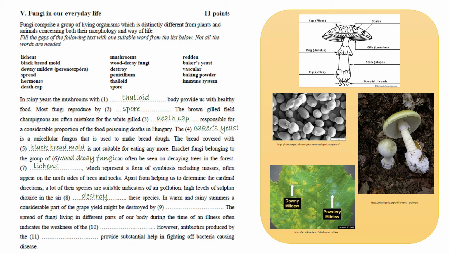In warm and rainy summers, a considerable part of the grape yield might be destroyed by downy mildew. The spread of fungi living in different parts of our body during the time of an illness often indicates the weakness of the immune system. However, antibiotics produced by the penicillium provide substantial help in fighting off bacteria causing disease.